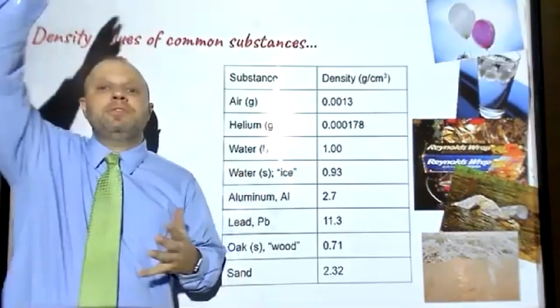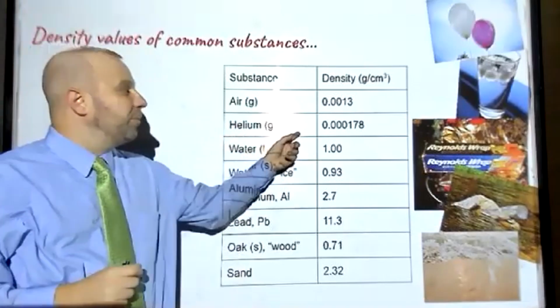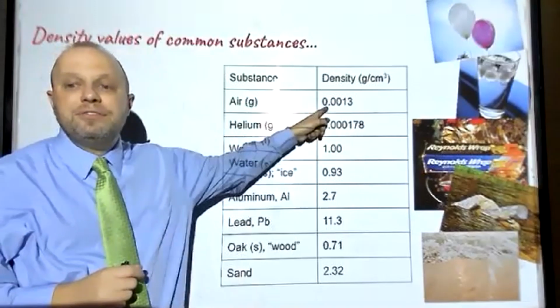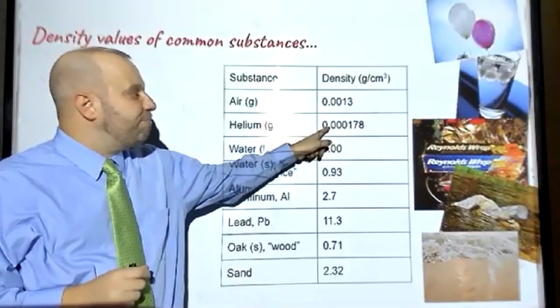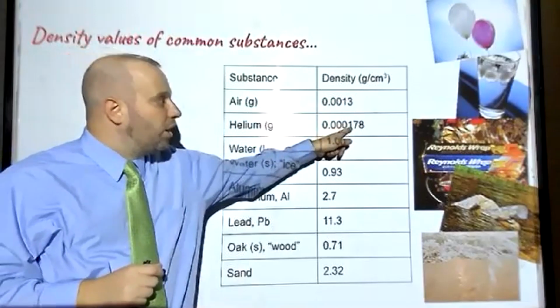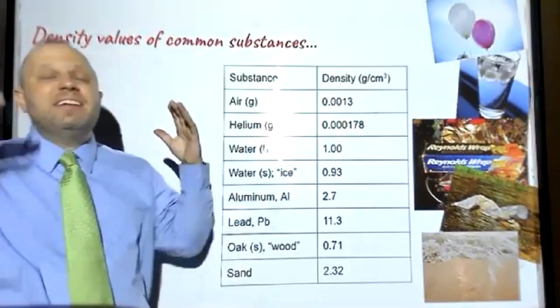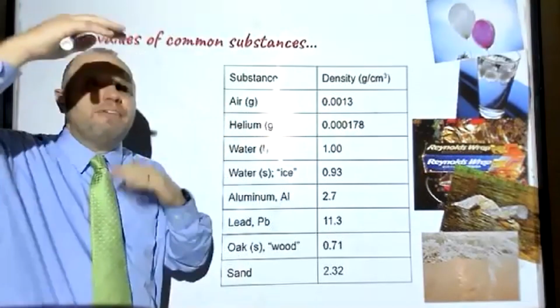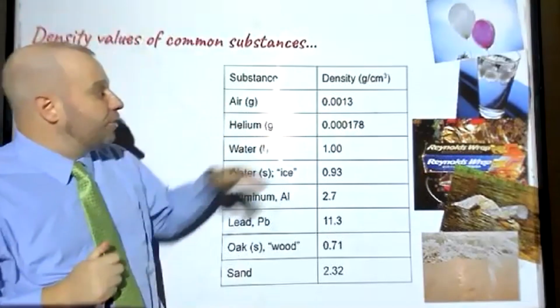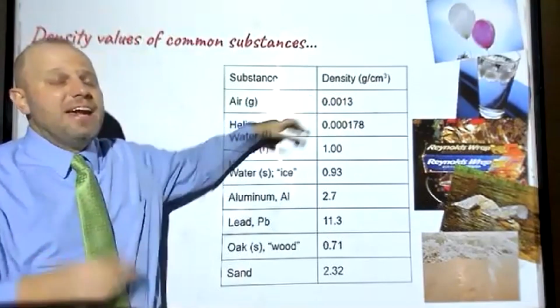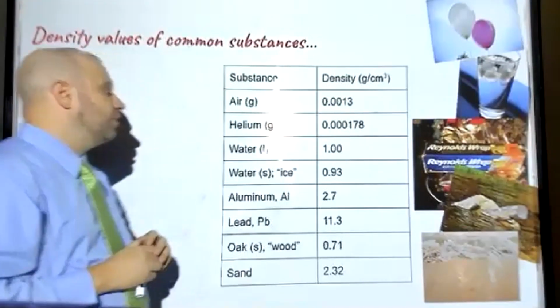So how do we get balloons to stay up really nice? We fill them with helium. Notice that the density of helium is much less than the density of air. Here I have 0.0001, here I have 0.001. I have a factor of 10 difference. So helium is actually much less dense than air, which is why helium balloons float.